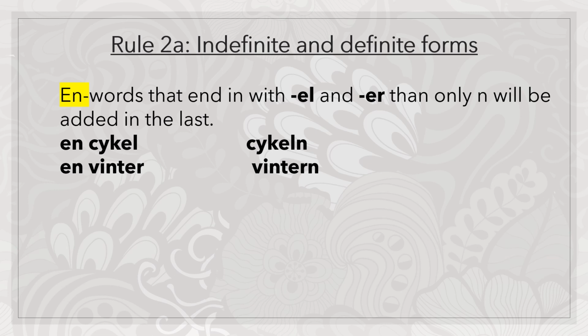There is another rule. If en words end in el and er, then only n will be added at the end of that word to make it into definite and bestämd form. En cykel will be cykeln and vinter will be vintern. There are many words, but I have taken a few for the example.